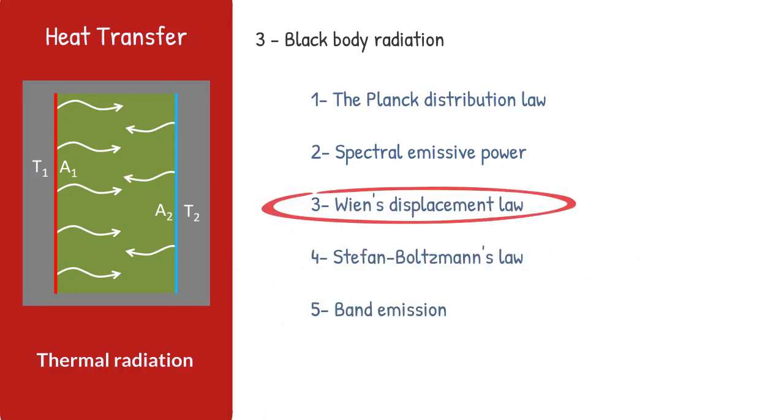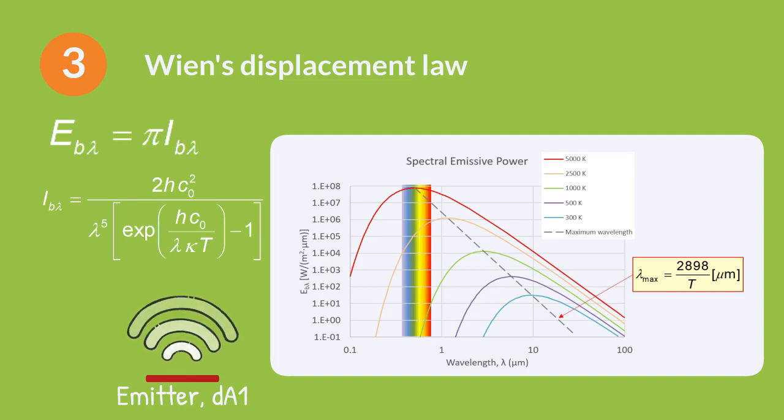Wien's displacement law. From the relationship between the emissive power and the intensity of radiation, as well as Planck's law, we can draw the emission curves of a black body. Wien's law predicts the wavelength where the emission maximum occurs.